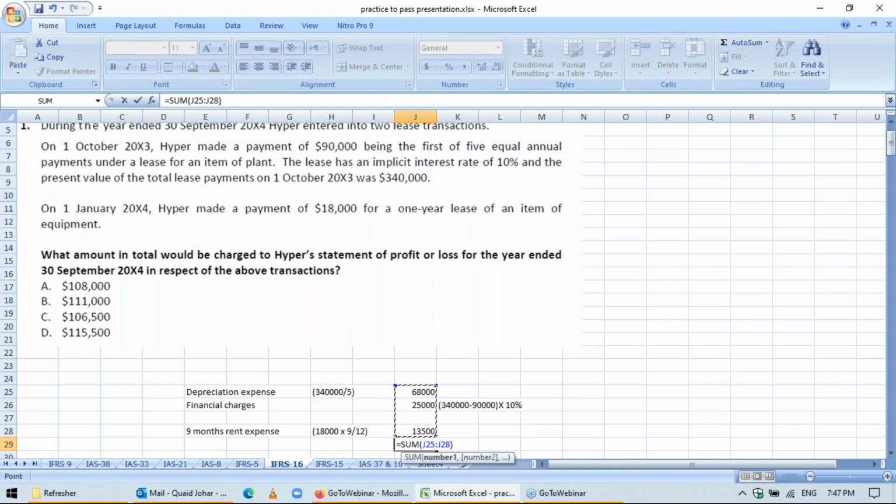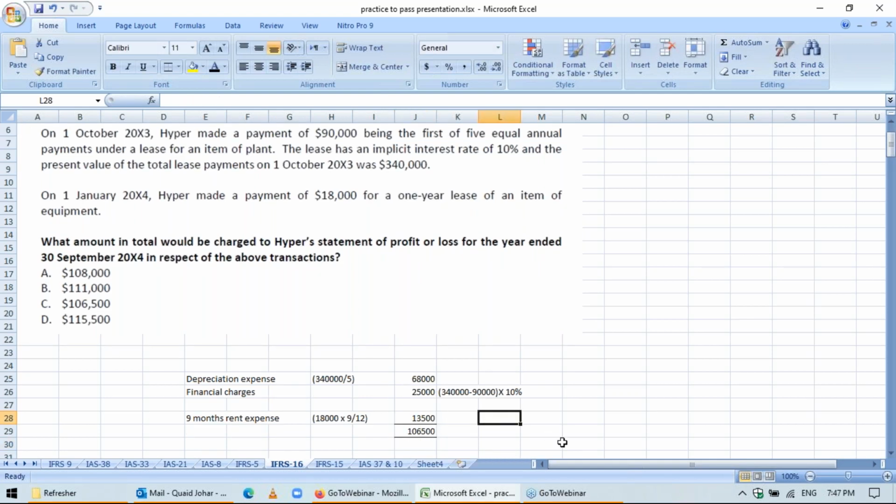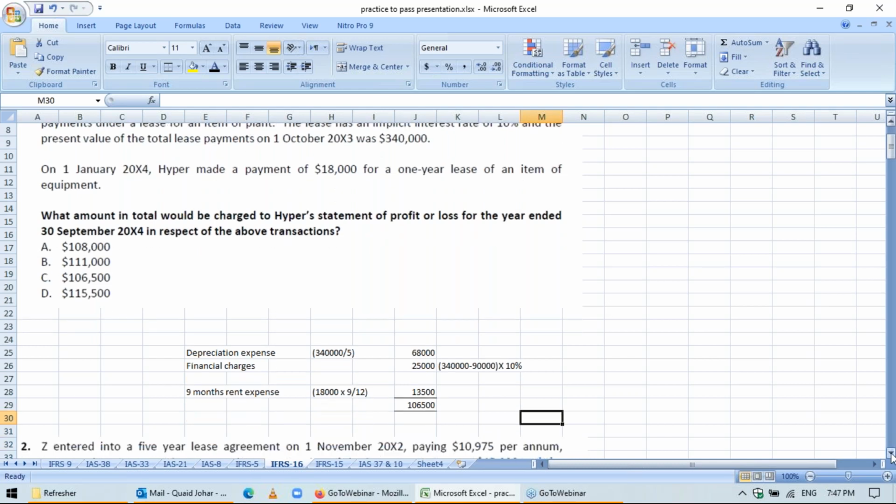Students, I would suggest that you also keep calculating on your calculators, and it's better that you keep writing as well, so you can take more interest in the subject and remember things well. 106,500 is the correct answer. The correct answer is option C.